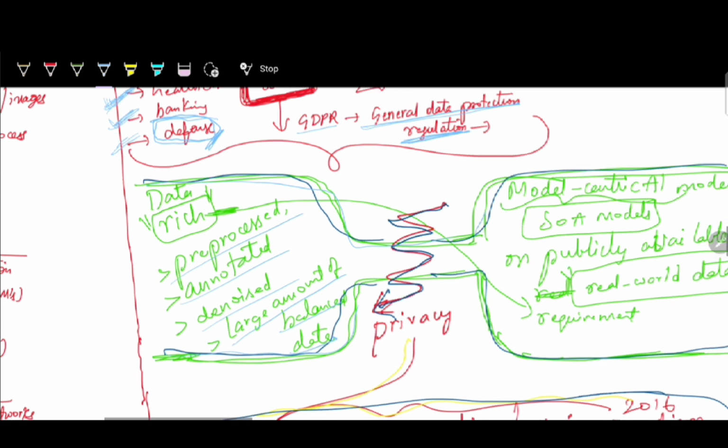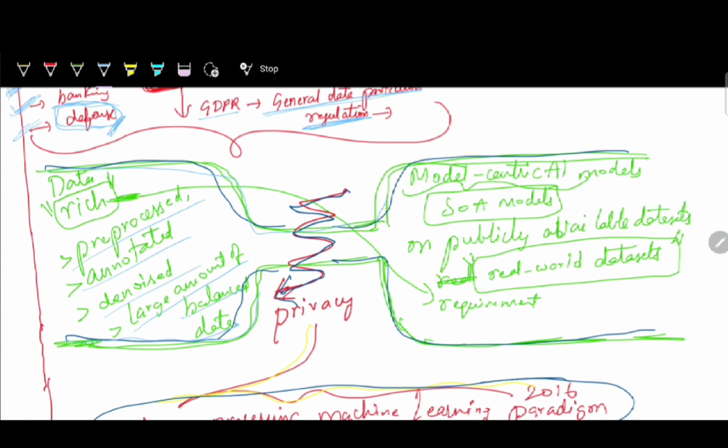And on another side we have a good amount of model-centric approaches: state-of-the-art models for all the tasks that we have discussed, like detection, segmentation, tracking, generative AI models, and so on. But they have mostly been trained and tested on publicly available datasets, while they want to work on real-world datasets. But again, to get rich data from the data owners, there is one bottleneck, which is privacy.